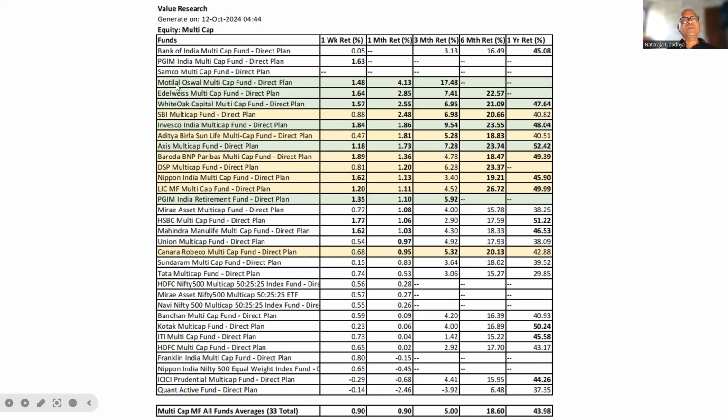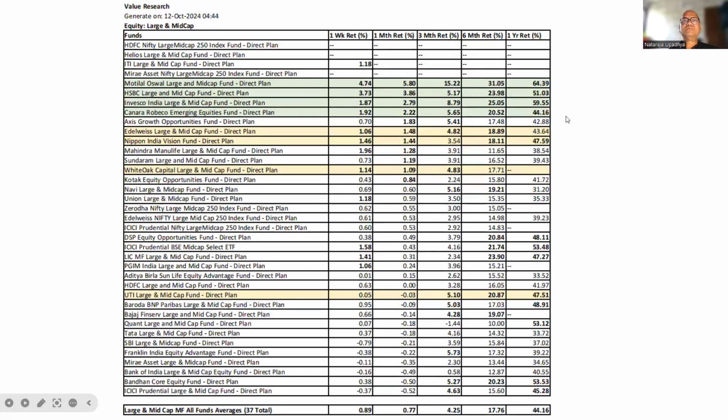The green ones: Motilal Oswal Multi-Cap Fund, Edelweiss Multi-Cap Fund, White Oak Capital Multi-Cap Fund, Invesco India Multi-Cap Fund, Axis Multi-Cap Fund, PGIM India Retirement Fund. Is there anyone above average, above 60% annual return? None. So this is multi-cap funds. For investments, let's look at any fund with above 2% return for the week. No. So you can skip multi-cap funds for now.